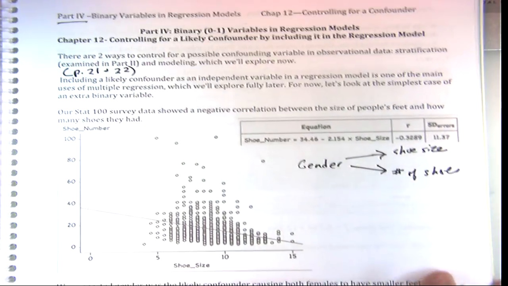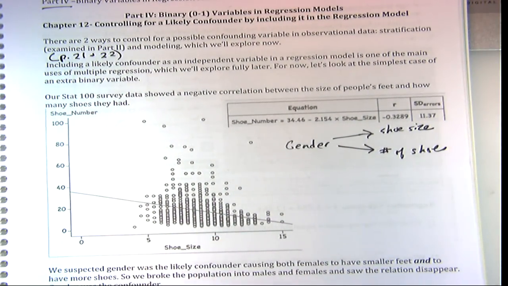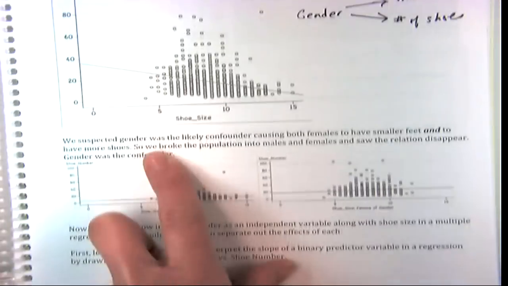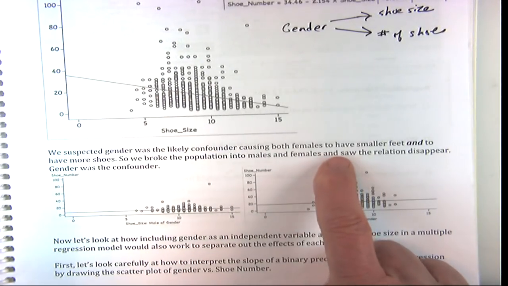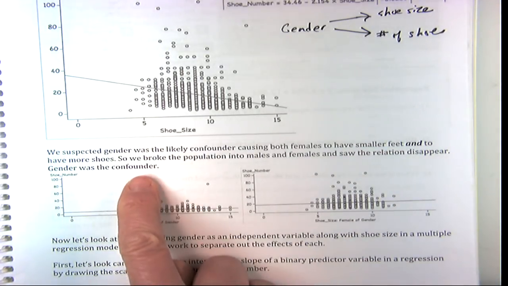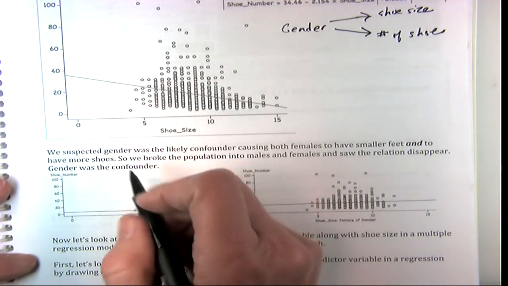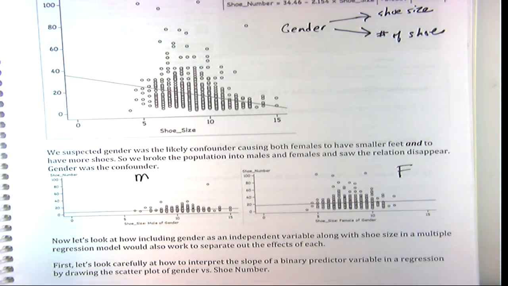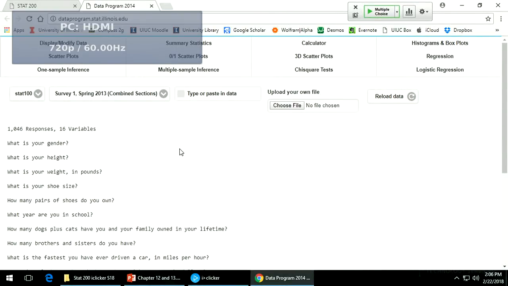And let's look at this data and see that when we suspect gender was the likely confounder, because causing females to have smaller feet and to have more shoes, we can break the population into two groups by gender. And we saw here's males and here's females. So let's look at it in our data program here, and I can show it to you.